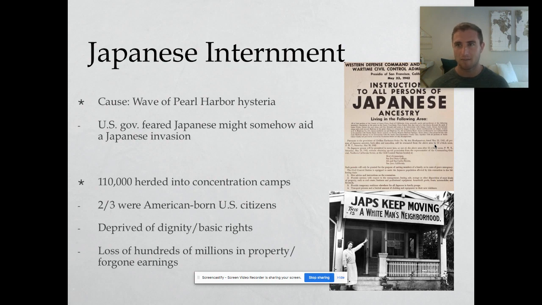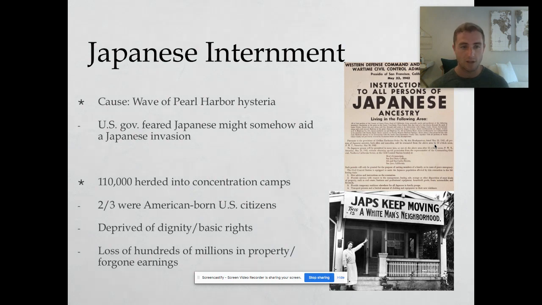And when I say Japanese, let me be clear on this. These are people of Japanese descent, but the vast majority of them are American citizens. Two-thirds of them are born in the United States, born American citizens. Many more of them are naturalized American citizens. These are people that are being discriminated against because of their ancestry and that alone.